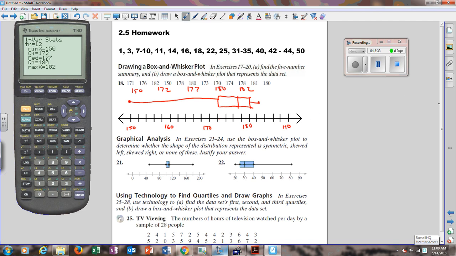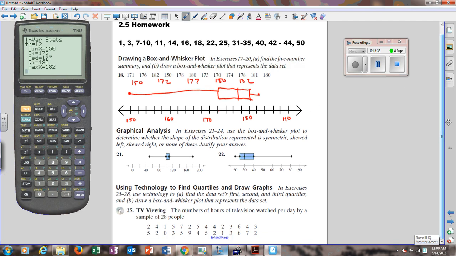Alright. Number 22 says, use the box and whisker plot to determine whether the shape of the distribution represented is symmetric, skewed left, skewed right, or none of these. Justify your answer. This one would be skewed right. And the reason for that, 75% of the data falls between 20 and 40, and our box and whisker plot goes up to 80.